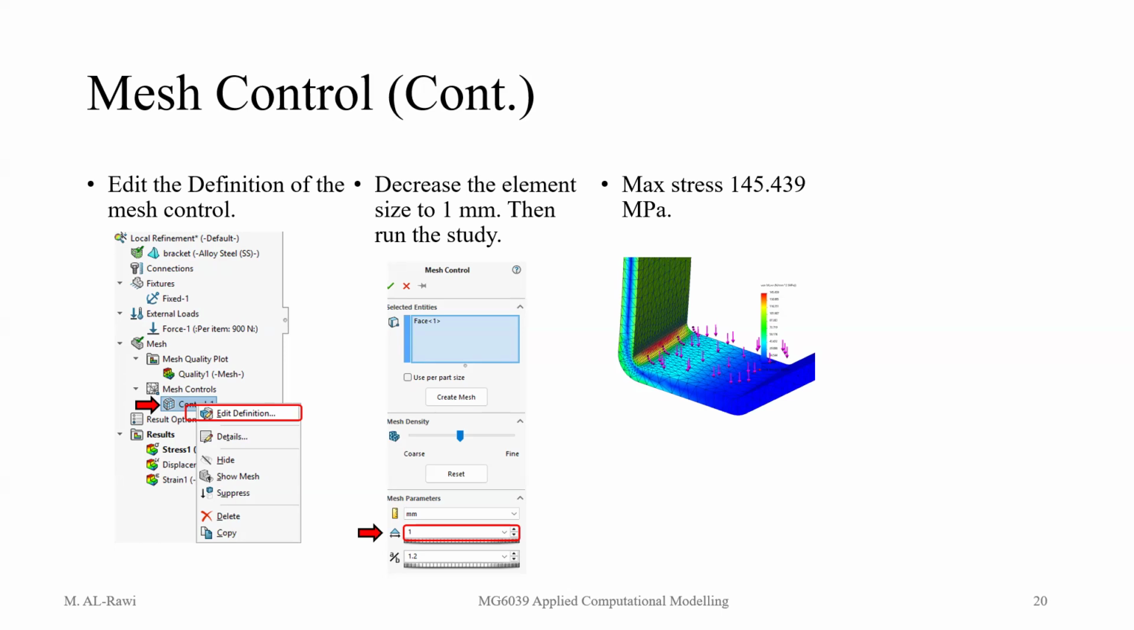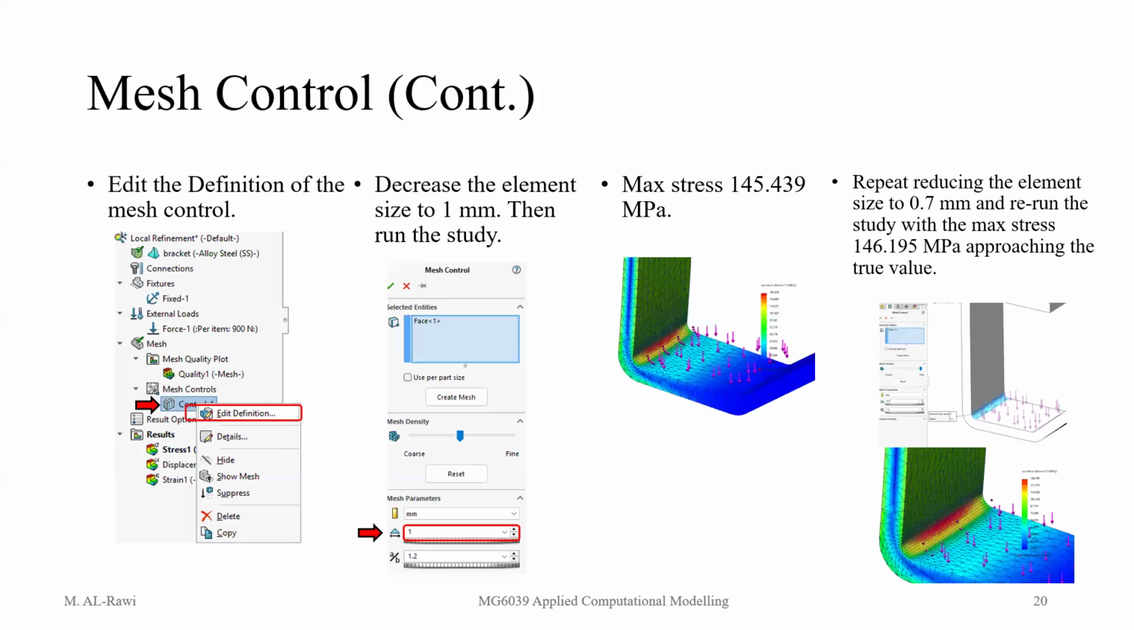So what I'm doing is the convergence. I change that value instead of 1 to 0.7 millimeters. So repeat the steps, instead of 1 millimeter, keep that ratio 1.2, but change that value to 0.7 millimeters. And rerun the study. Shubham, are you there or still?